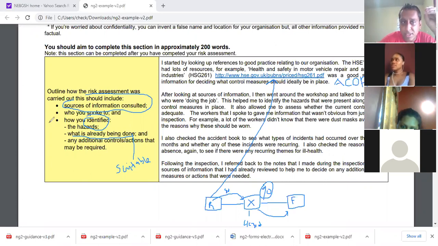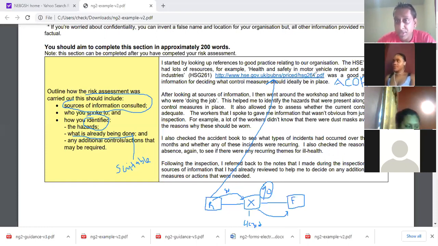The information again, sources of information consulted to propel you forward, right? Let me read it here for you before I use all the time. So I started looking up references to good practices related to our organization. I had you do this on the first lesson by looking at ACOPs. You remember that, right? For your company. The HSE website had lots of resources. For example, health and safety in motor vehicle repair and associated industries, HSG 261. By the way, you have to go back and quote it. One of your first assignments for me was to get the name of the document and the number of it, right? You have to put back the web address here.